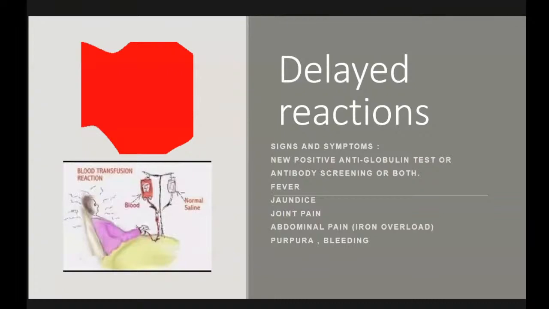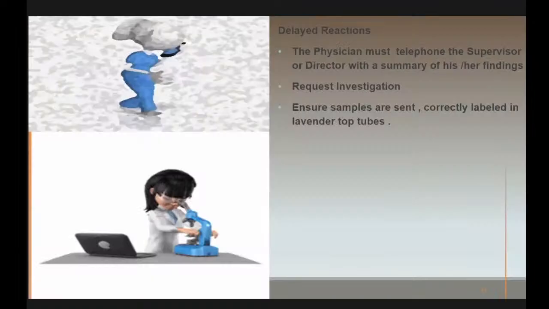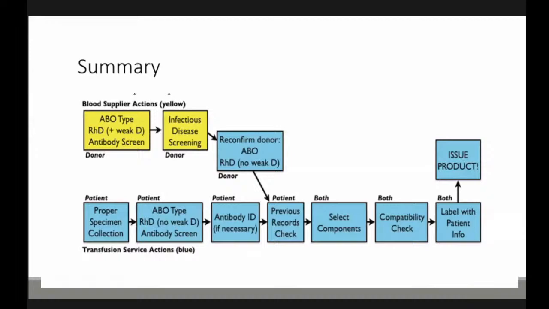Delayed reactions, signs and symptoms. Patients may now show a new positive antiglobulin test or antibody screen or both, with fever, jaundice, joint pain, abdominal pain, purpura, and bleeding. So physicians must telephone the supervisor or director with a summary of their findings, request investigation, and then ensure samples are sent correctly labeled in a lavender tube, as we said earlier.